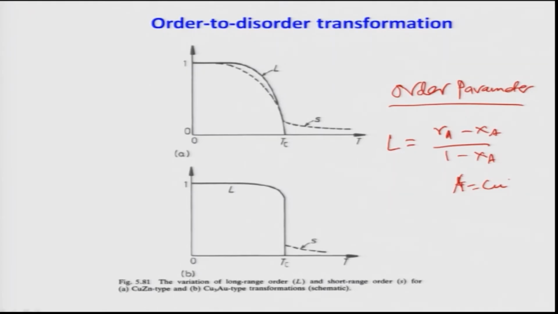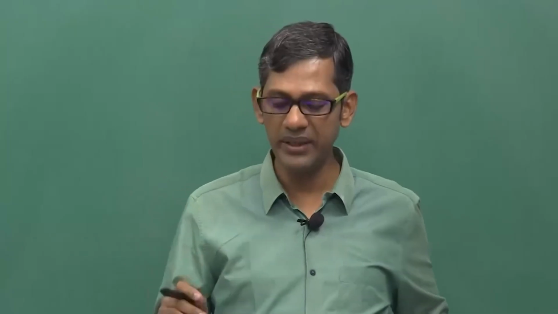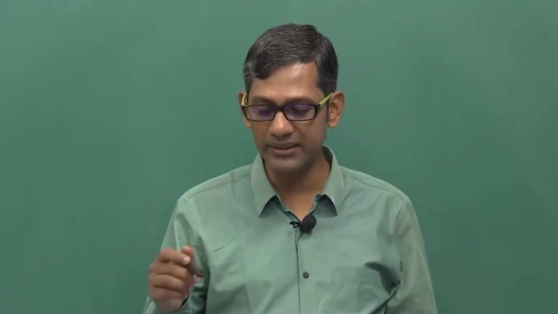If all the corner positions are perfectly occupied by gold atoms, then R_A becomes 1, because that is a fraction. If you consider a large sample with, suppose, 1 million unit cells, and in all 1 million unit cells all the corner atoms are occupied by gold atoms, that means R_A equals 1 for that sample, and then this becomes 1 minus X_A divided by 1 minus X_A, which equals 1. So the Longley order parameter becomes 1, but that is the ideal situation. This will never happen in an actual situation.